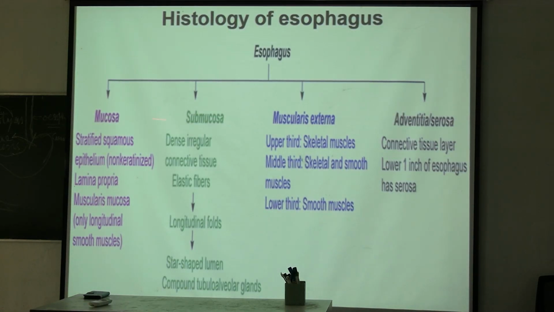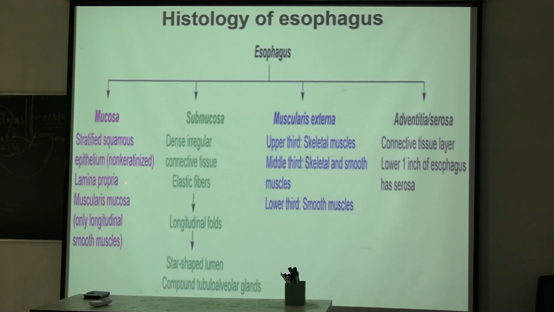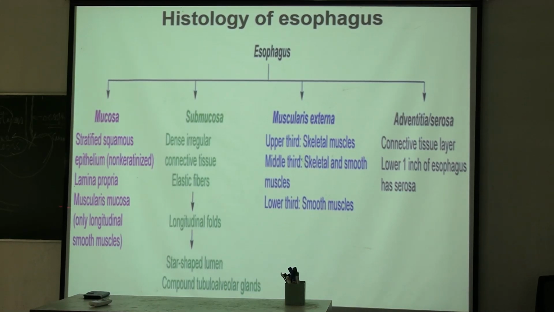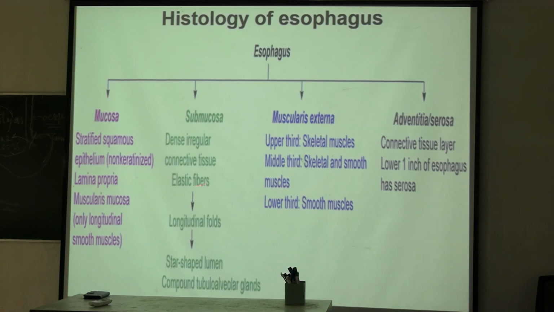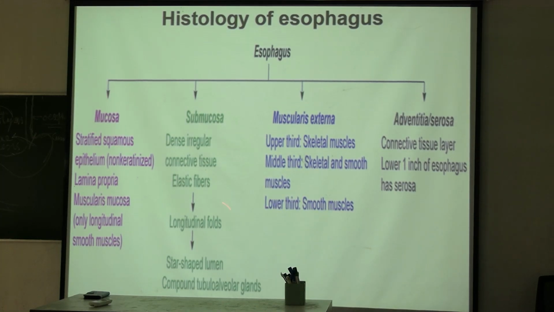So esophagus mucosa is stratified squamous non-keratinized epithelium, lamina propria, muscularis mucosa, only longitudinal smooth muscles are present. In the submucosa, there is dense irregular connective tissue, elastic fibers. Elastic fibers are forming the longitudinal folds, and that's why there is a star-shaped lumen. And compound tubulo-alveolar glands are present in this submucosa.